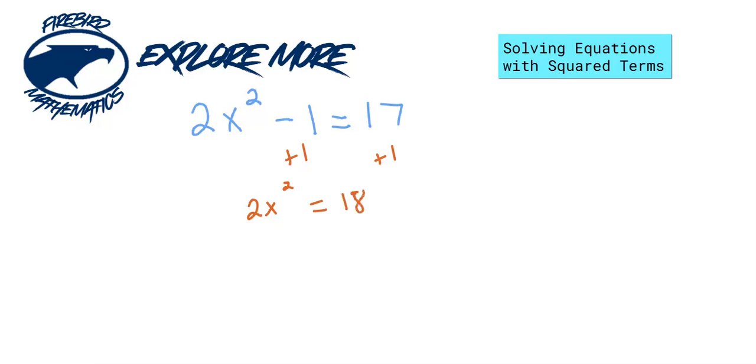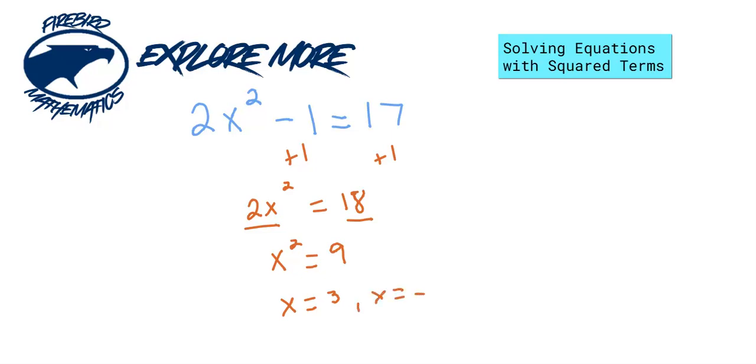And then we would get rid of this 2, so this is 2 times x squared, so divide by 2, and then that would give us x squared equals 9. And then we're right back to where we were a second ago, right? We're looking for two numbers that multiply to give me 9, and we know now that those two numbers could either be x equals 3 or x equals negative 3.